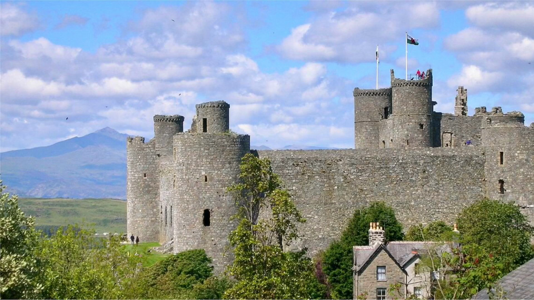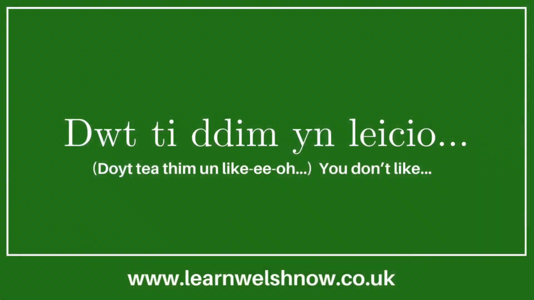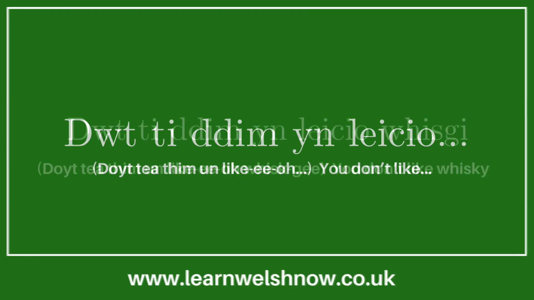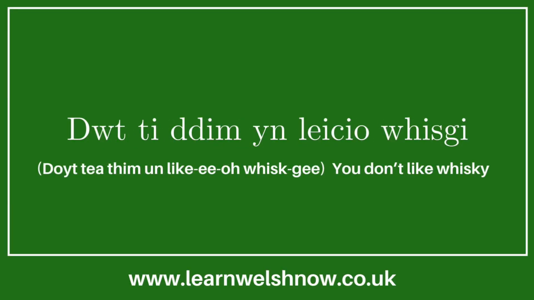To say you don't like something, we use one of two forms, a formal or an informal. The informal, which we use with family, friends, children, animals, is dwyt ti ddim yn. You don't. Dwyt ti ddim yn licio. You don't like. Dwyt ti ddim yn licio whiskey. You don't like whiskey.